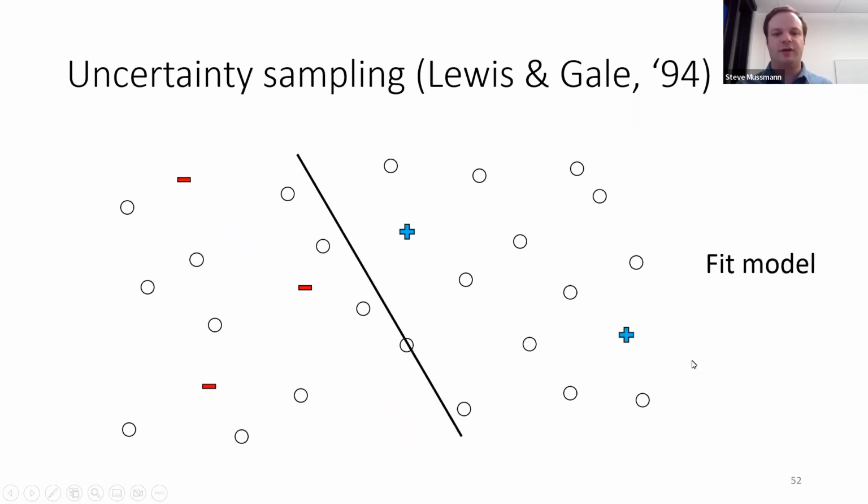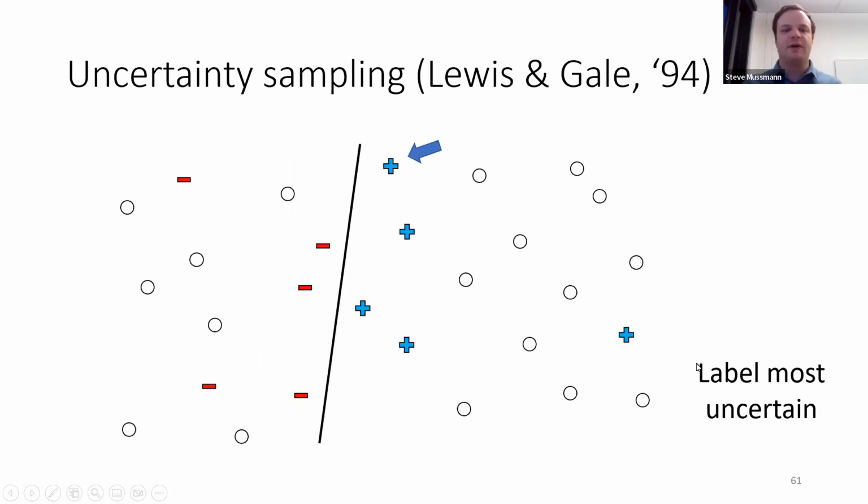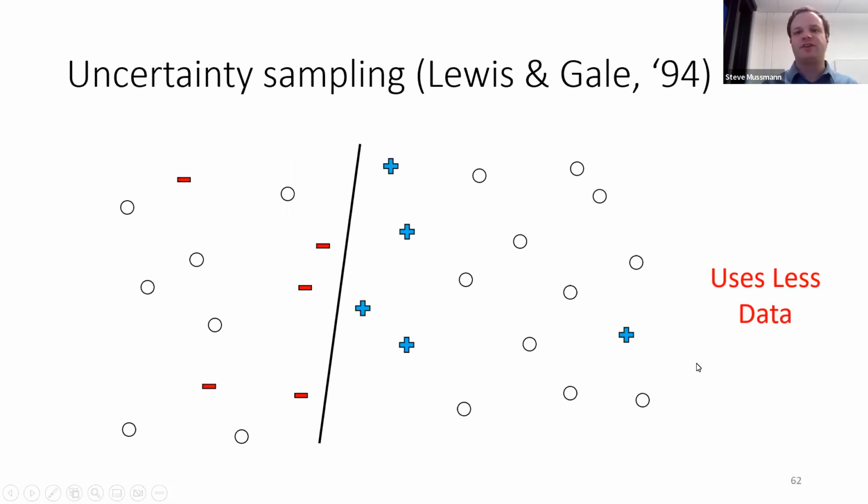Label the most uncertain, fit a model. Label, fit, until we have the same decision boundary, but we use much less data. So all these data points, we didn't have to pay an annotator to annotate.